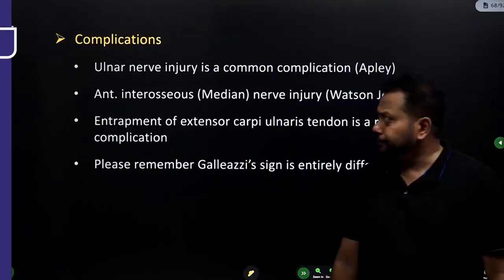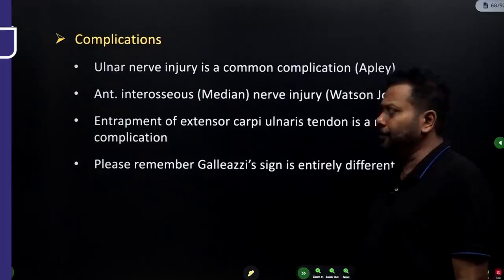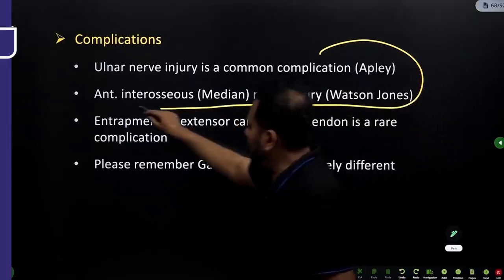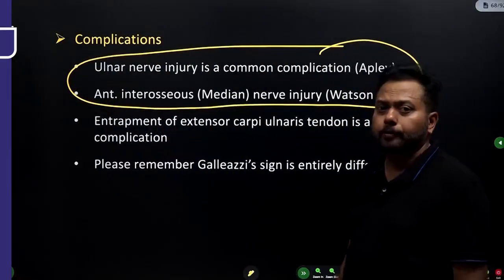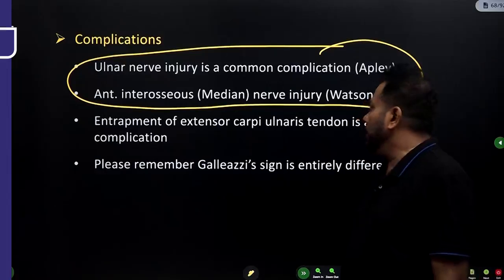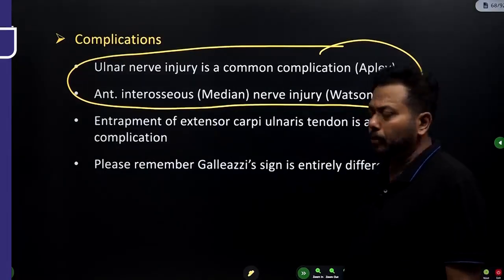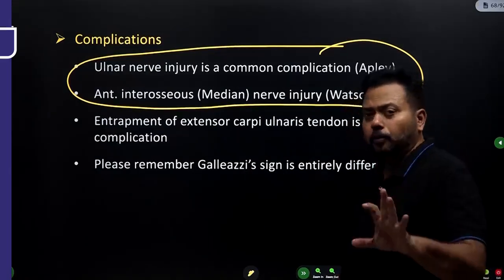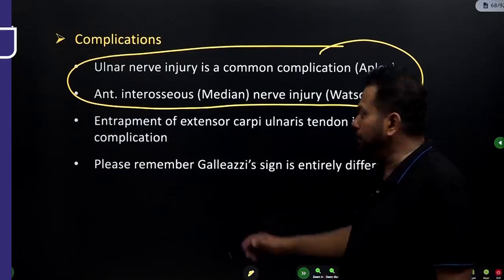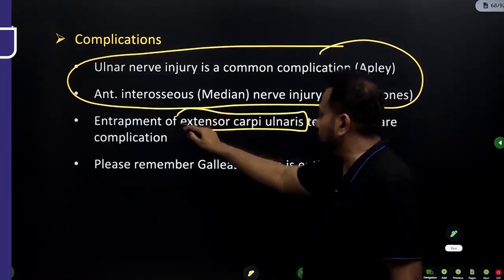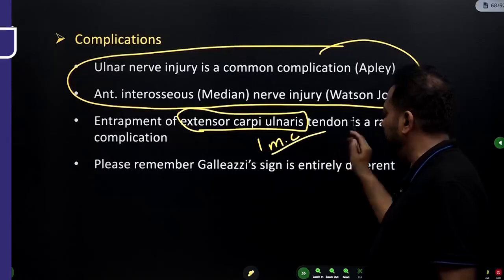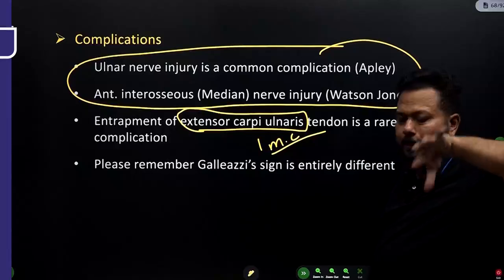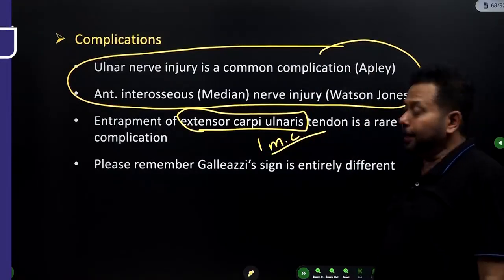Then coming to complications of Galeazzi fracture, this is a controversial area. In the main recording I had told that. Which is the most common nerve involved? Never bother about this. One book says ulnar nerve injury, Apley says ulnar nerve injury, Watson Jones says anterior interosseous branch of the median nerve. This is a controversial area, and I had discussed it in detail there; just go through that. Without controversy, the most commonly entrapped tendon is the extensor carpi ulnaris tendon. Extensor pollicis longus is the tendon in Colles fracture. Extensor carpi ulnaris tendon in case of Galeazzi fracture.